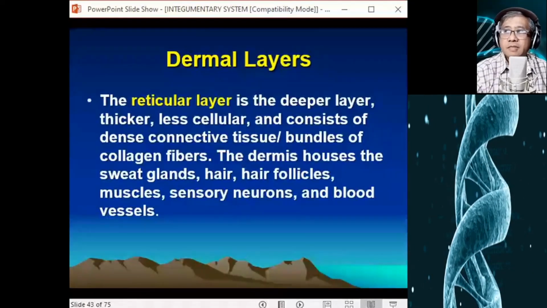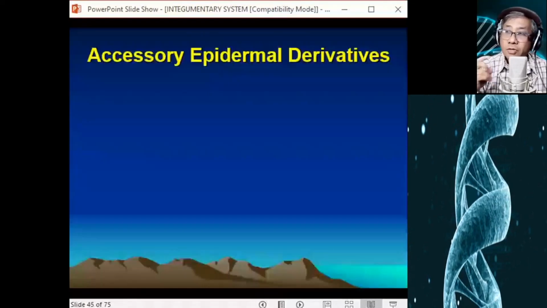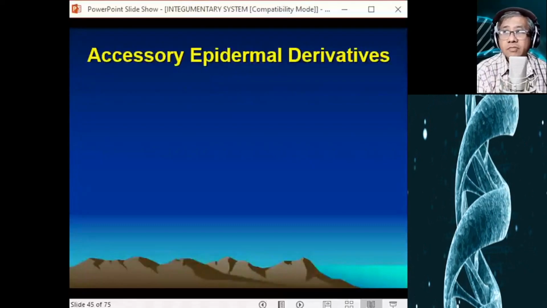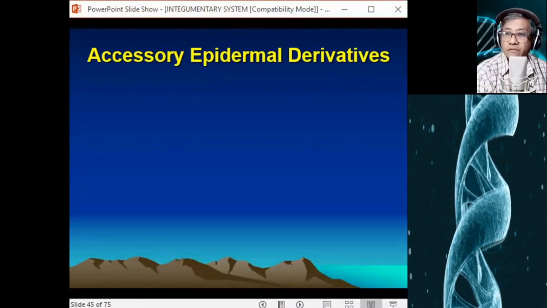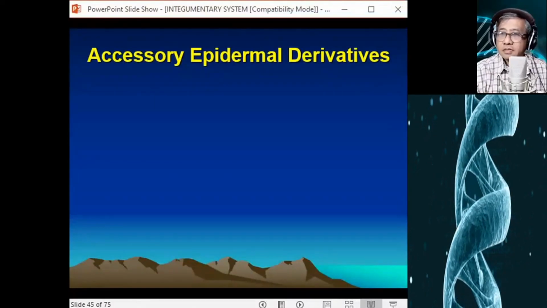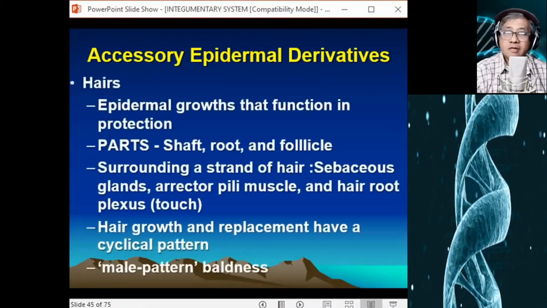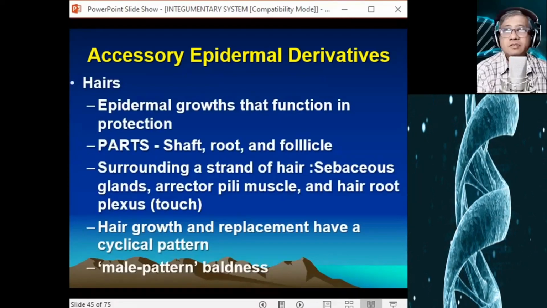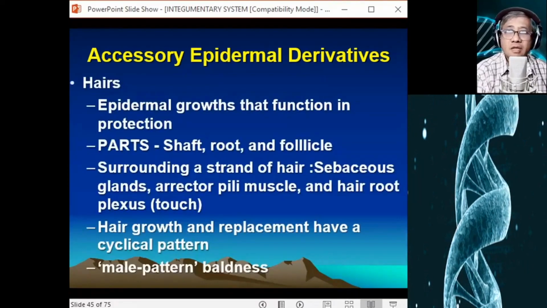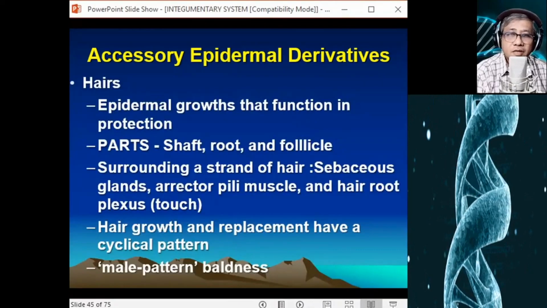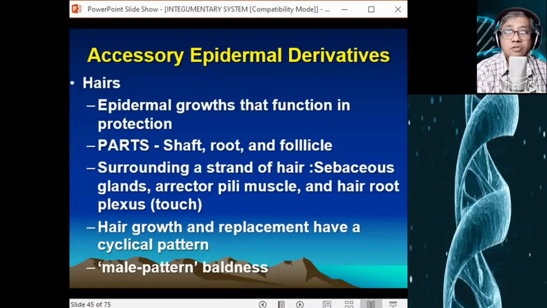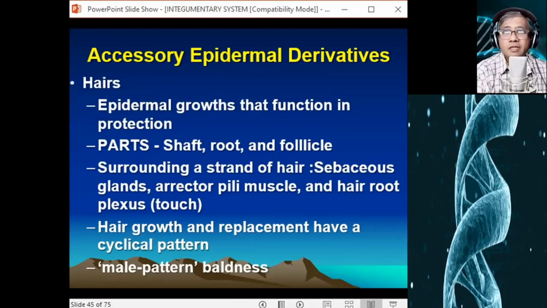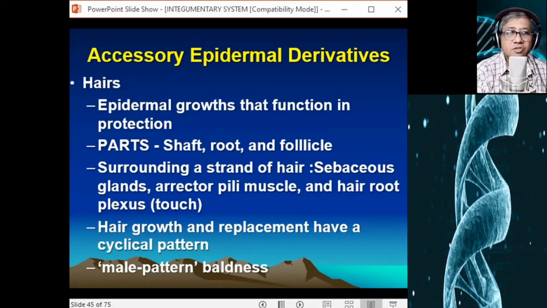So that's the dermis. So again, the dermis is made up of these two layers, the papillary layer and the reticular layer. Okay, so I guess we can now proceed with some of the accessory structures that are found in the skin. Now, starting with the hair. Okay, so hairs, basically, these are epidermal outgrowths of the skin that function in protection.